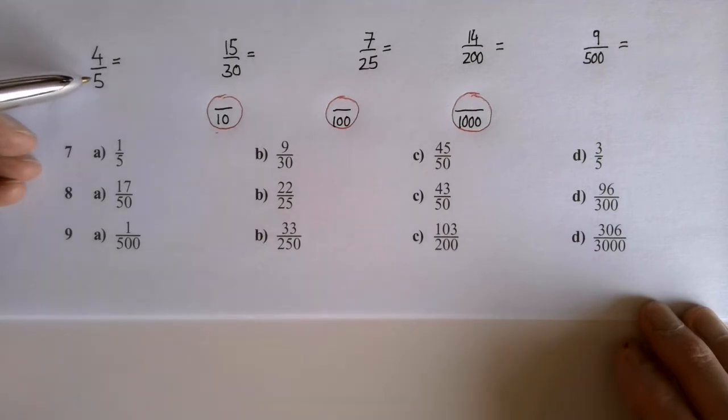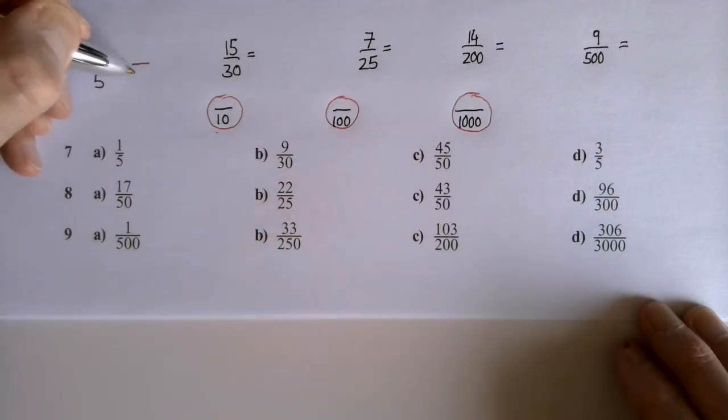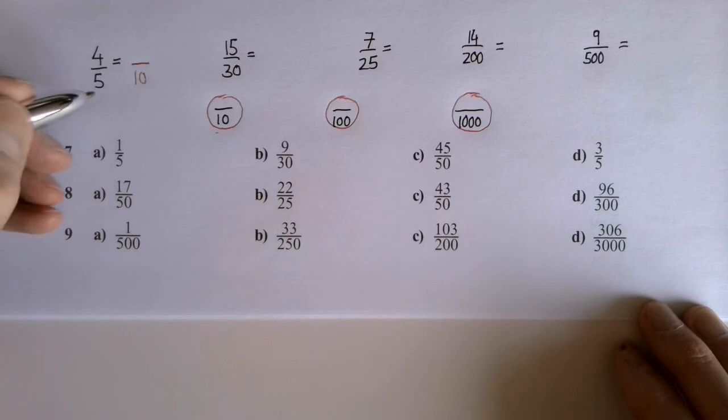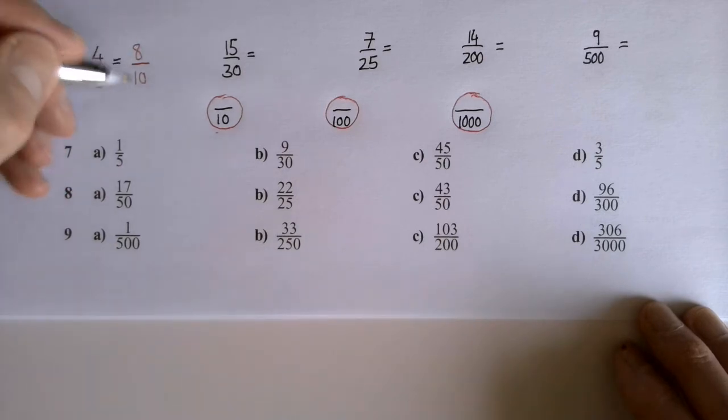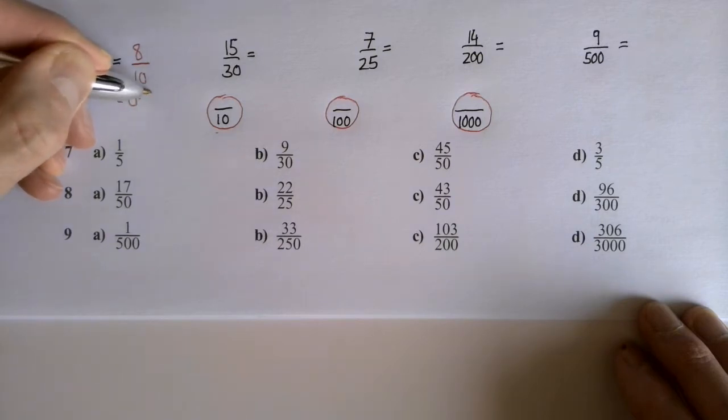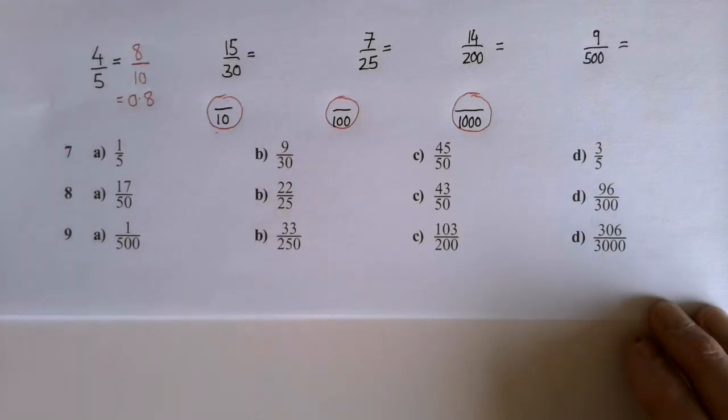So 4/5, I can easily change that to have a denominator of 10 by doubling it. So I double the top as well, and therefore I know that is 0.8, 8/10.